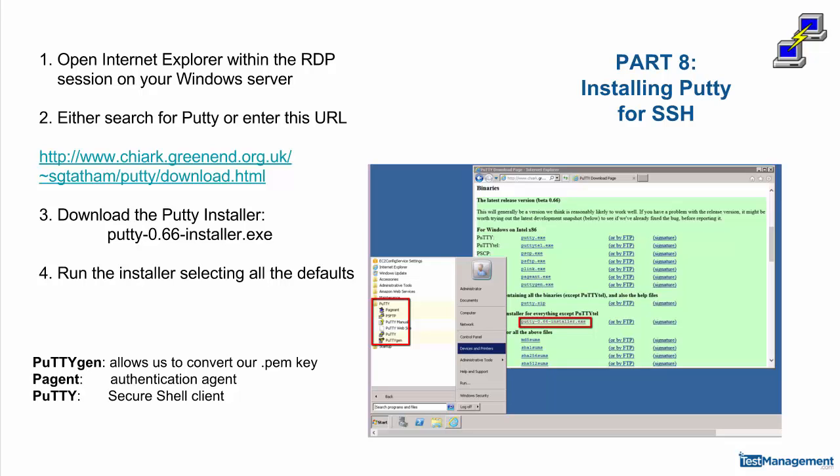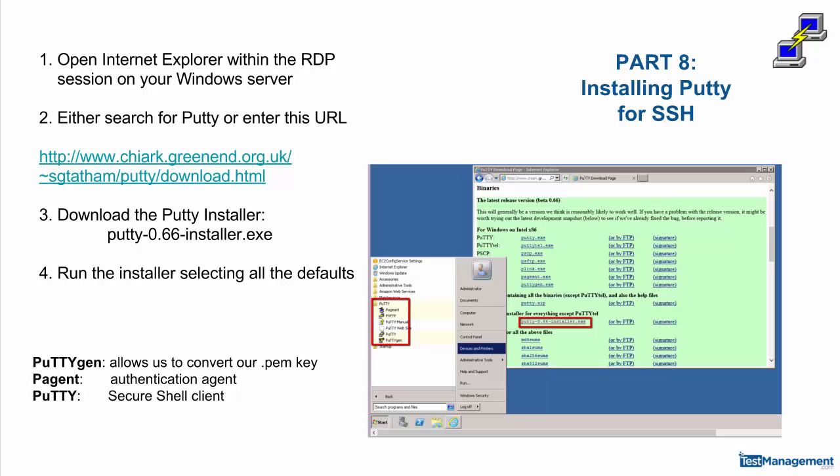Part 8, installing Putty for SSH access to our Linux machine. So 4 steps here. We need to open a session, an RDP session on our Windows server, download Putty and install the Putty applications, and then run the installer selecting all the defaults.